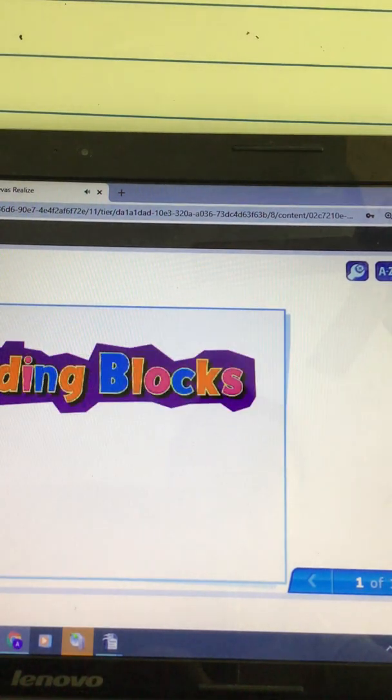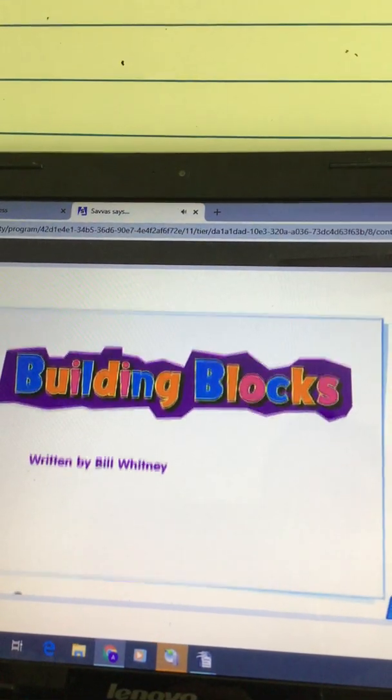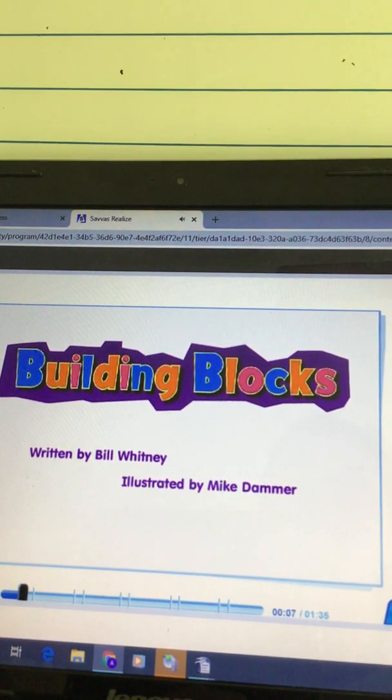Building Blocks. Written by Bill Whitney. Illustrated by Mike Dahmer.